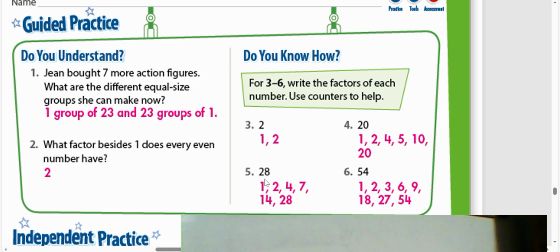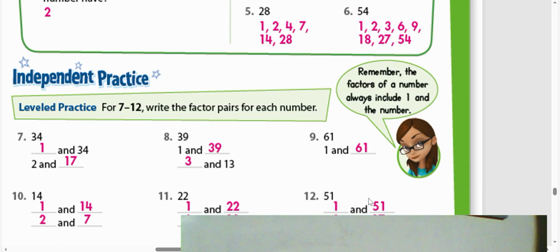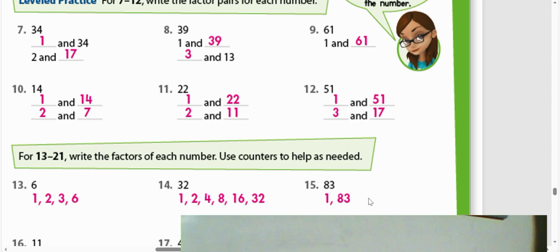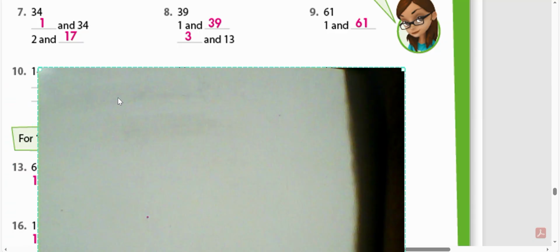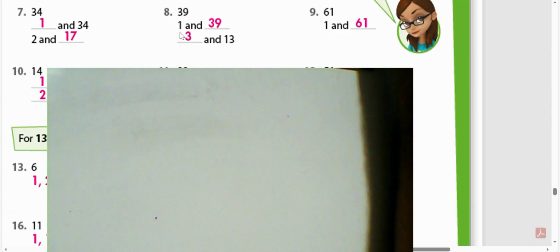And the number here, 28 equals 1 times 28, 2 times 14, 4 times 7. 54 equals 1 times 54, 6 times 9, 2 times 27, 3 times 18. Now we can write the factors of 34. 34 divided by 1 is 34, 2 and 17. Also 39 divided by 1 and 39. 61 divided by 1 and 61.